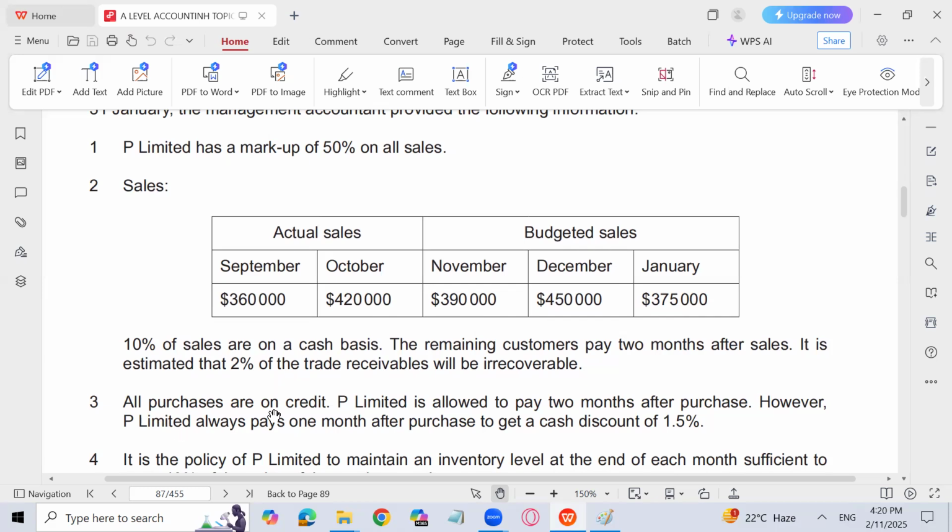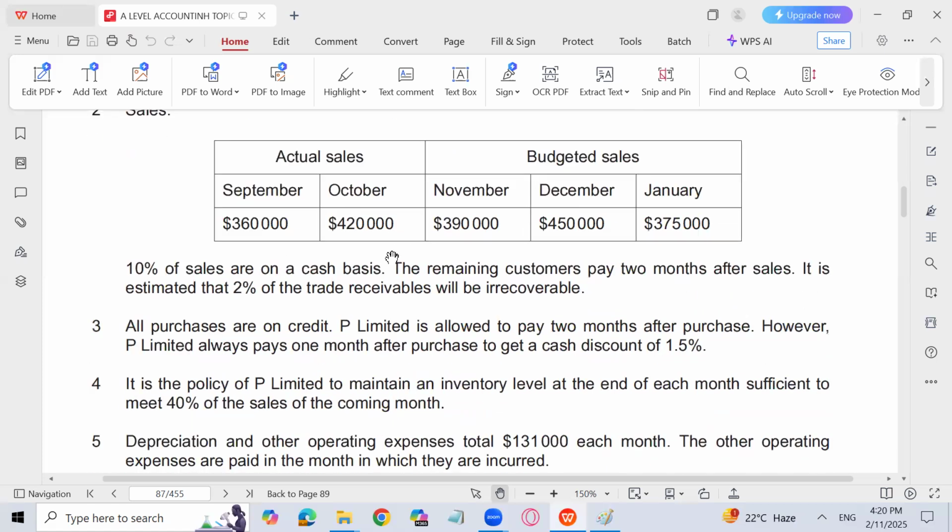All purchases are on credit. P Limited is allowed to pay 2 months after purchase. However, P Limited always pays 1 month after purchase to get a cash discount of 1.5%. It means that purchases are paid in the next month with a discount of 1.5%.